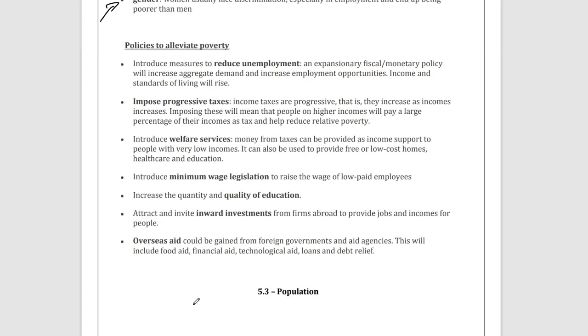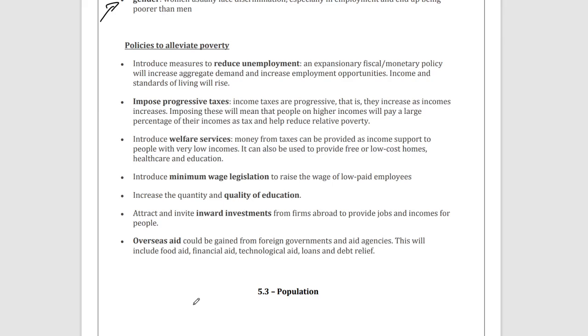Let's talk about the policies, because poverty is really bad for the economy. When we talked about employment, we talked about the disadvantages. It's literally the same here. All those disadvantages apply to poverty, because people who are poor are mostly not employed. If they were employed, I don't think they would be categorized in the population of poverty. I think so, but yeah.